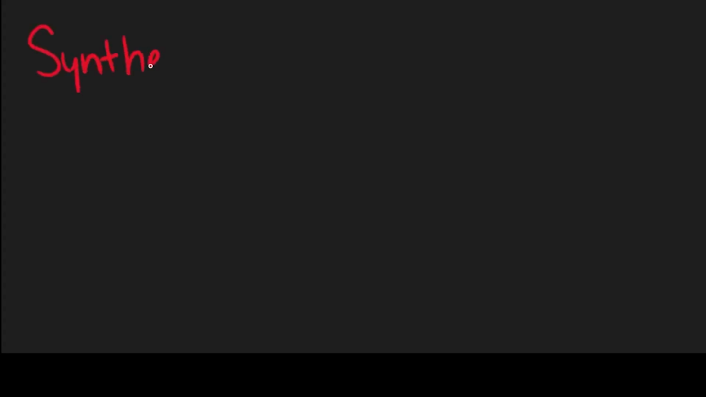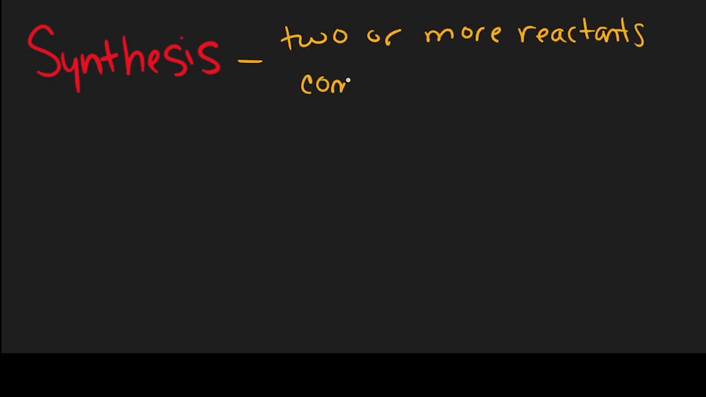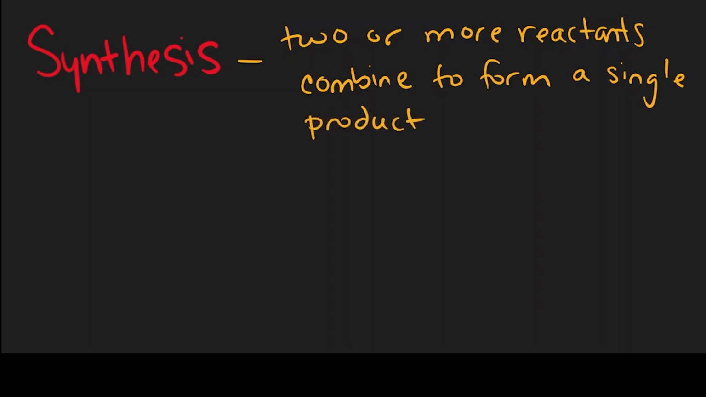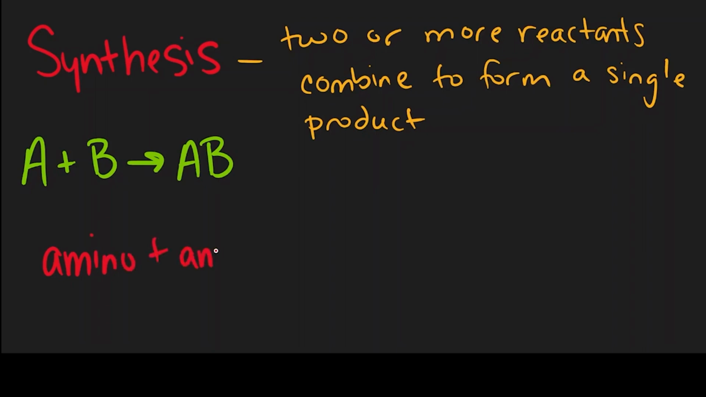Finally, we have our synthesis reaction. A synthesis reaction is where we have two or more reactants combining to form a single product. This is like the opposite of our decomposition reaction. The general reaction pattern for our synthesis is A plus B reacts to form AB. And our example from the body is having multiple amino acids combine to make a protein.